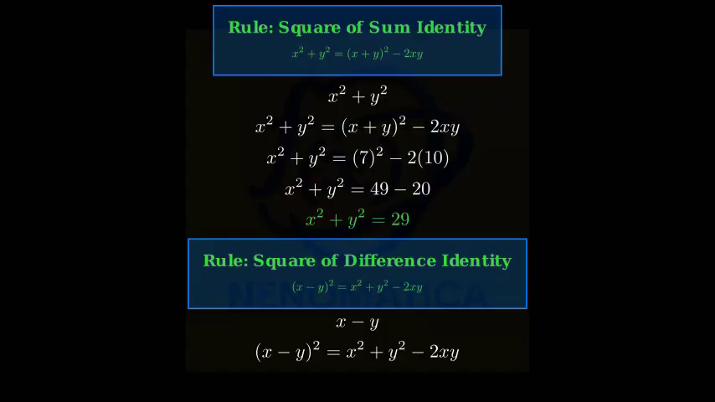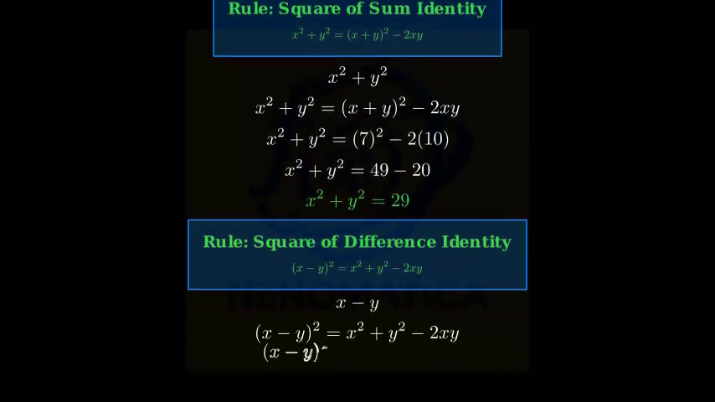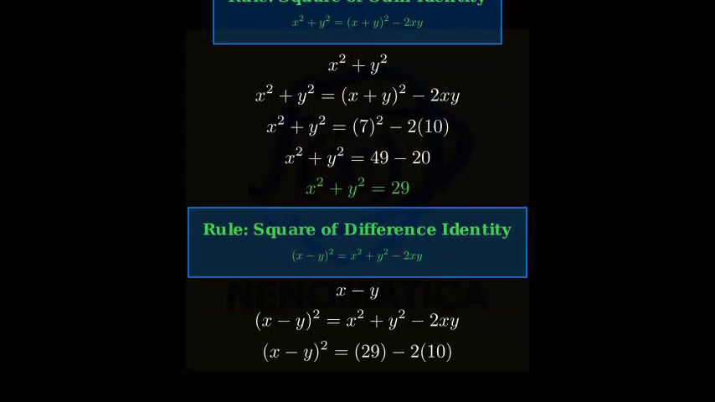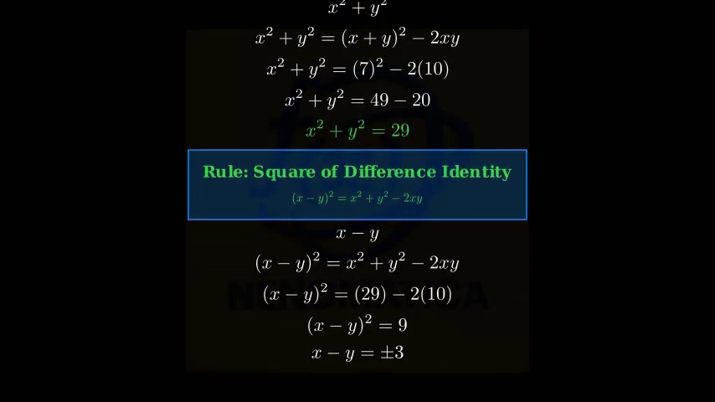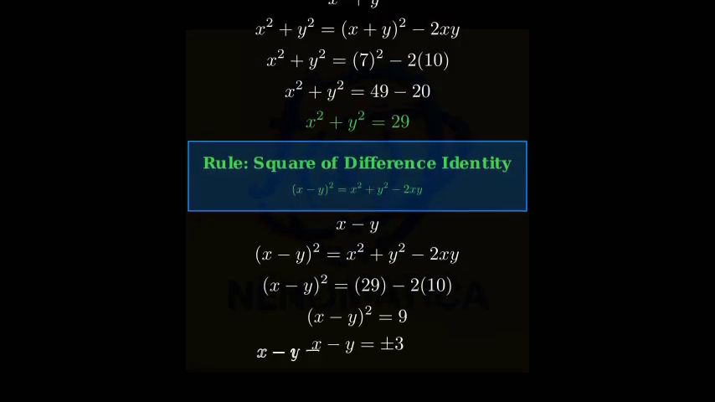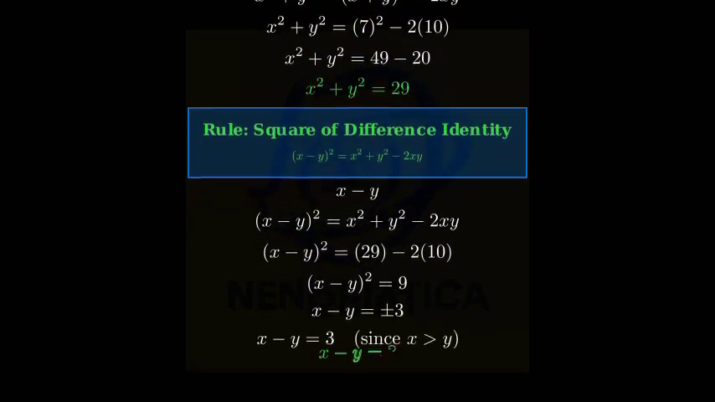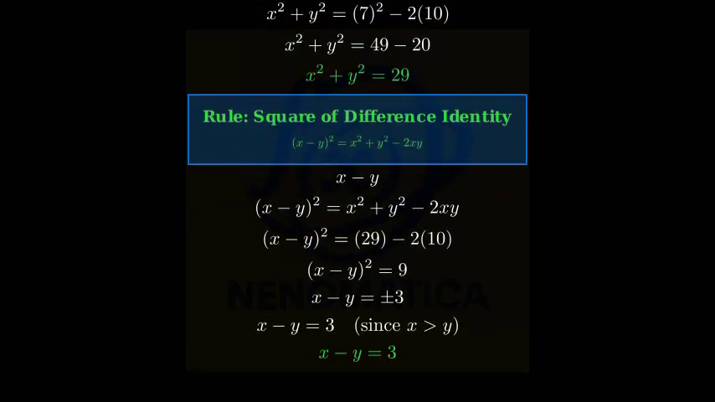Now we substitute the values we already know. X squared plus y squared equals 29, as we just calculated, and 2 times x times y is 2 times 10, which is 20. Simplifying, we get the square of x minus y equals 29 minus 20, which is 9. Therefore, x minus y equals plus or minus 3. However, since we have the condition that x is greater than y, we know that x minus y must be positive. So x minus y equals 3.